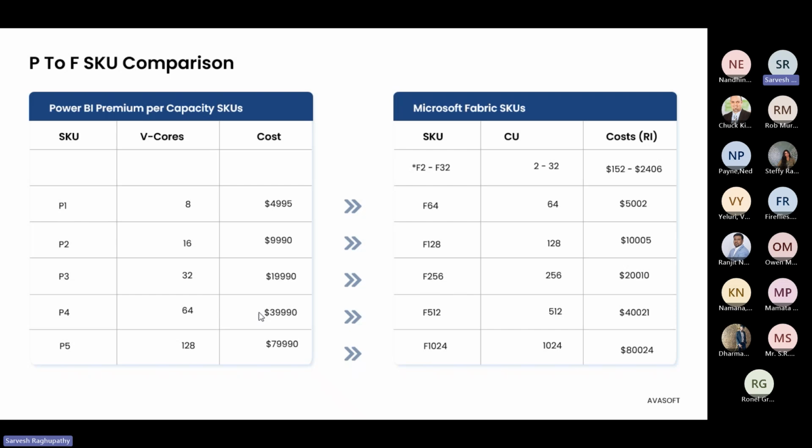The other added benefit or advantage is, you could start off with your F2 licensing model, which is the cheapest out there in the market, with a down payment of $152, and that would unlock all the workloads that I spoke about earlier: your data engineering possibilities, your data warehousing possibilities, your data science possibilities, your real-time analytics possibilities, and all of that can be done with an F2 license at a smaller workload as well.